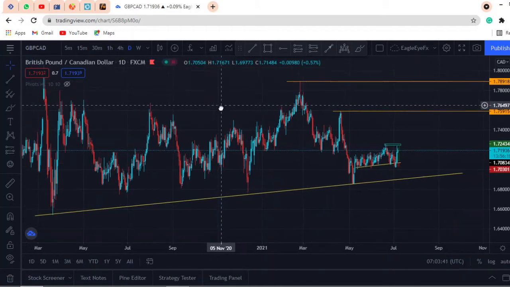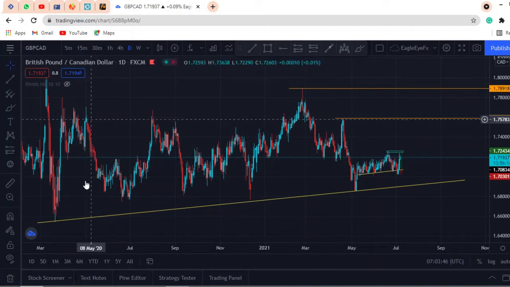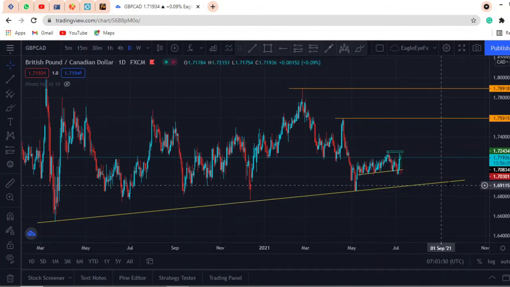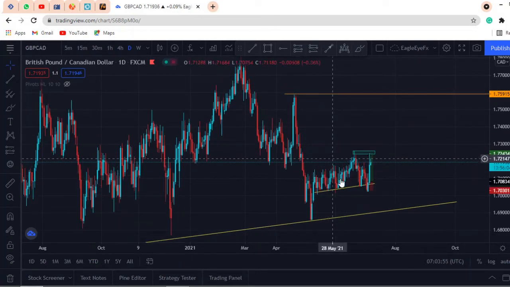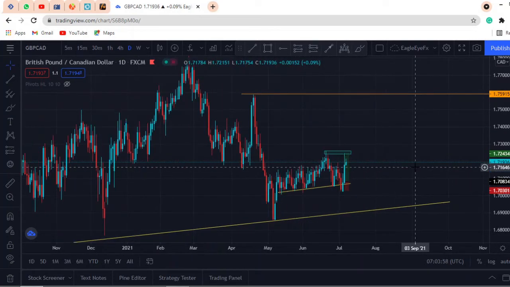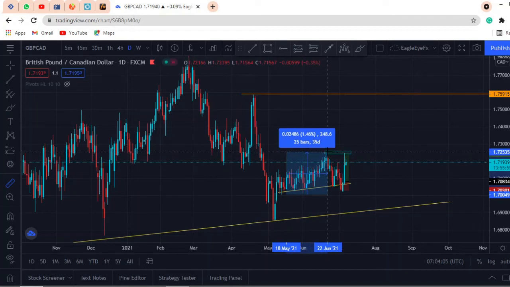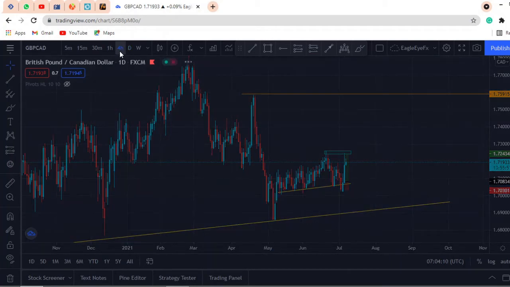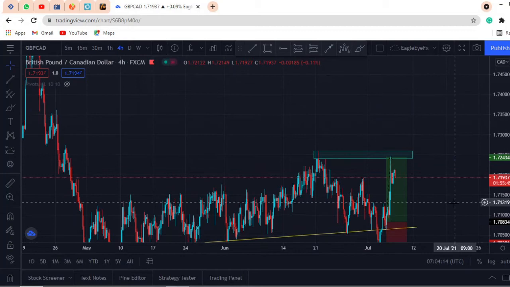I'm on a daily time frame. On the daily time frame, I saw GBP behaving like this. So I drew my highs here and here, and then I drew this trend line. Then I was very much interested in what was happening here. It was some sort of consolidation, and you can see that it was a big move, almost 250 pips movement.